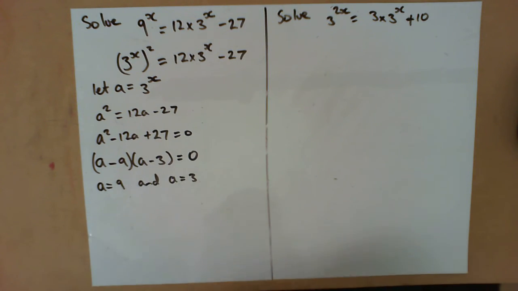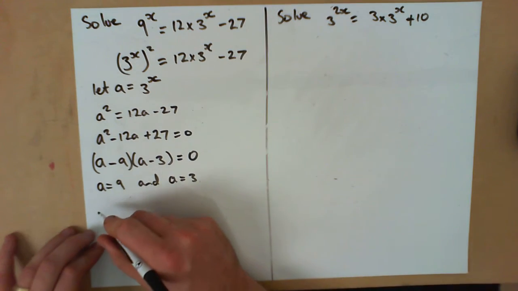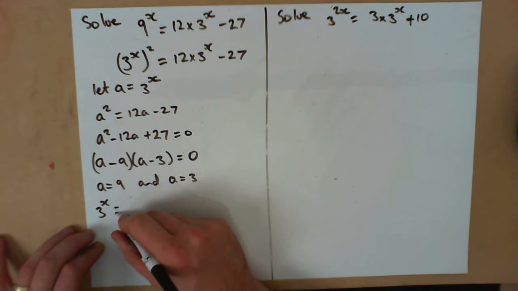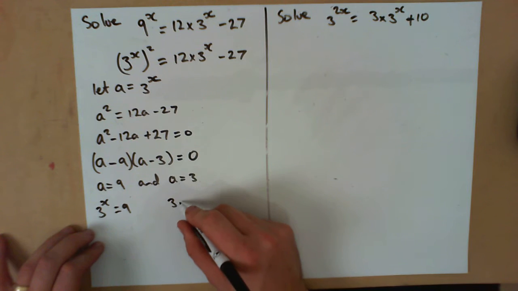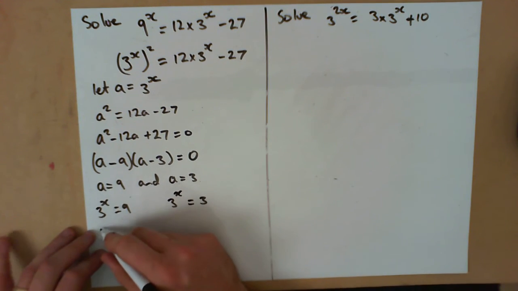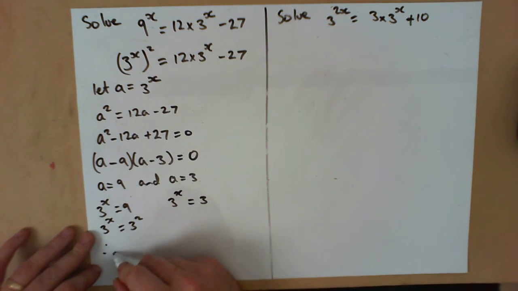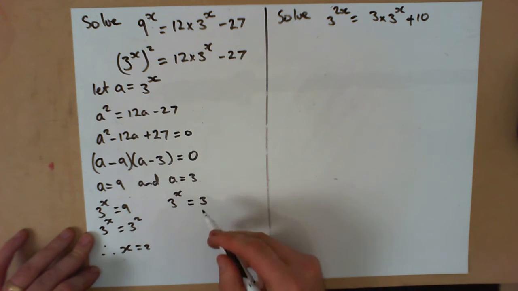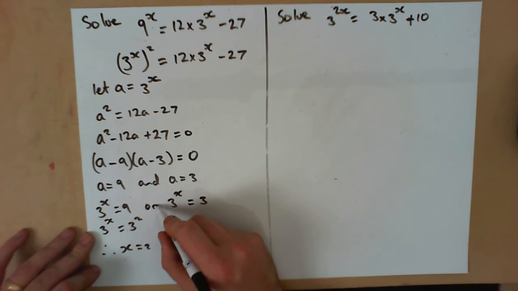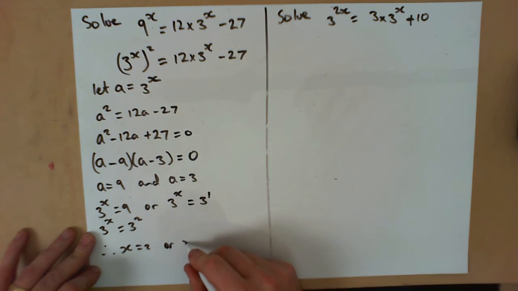Now at this stage, what we need to do is actually substitute back in a. So we say 3 to the x equals 9 and 3 to the x equals 3. Now if we look at this 9 first, we know that 9 is 3 squared. Therefore, I can now equate these values and say x is equal to 2. Or over here, 3 is really 3 to the power 1. So I can say that x is also equal to 1.